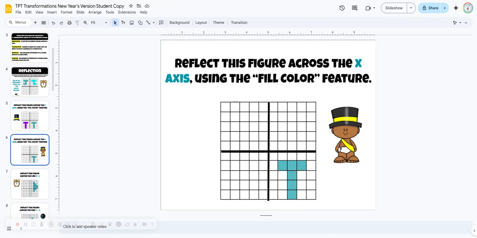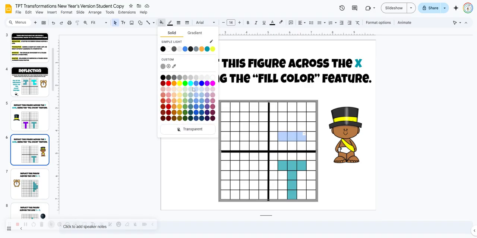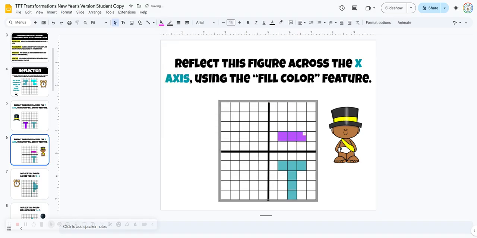The next slide has the same shape, but this time they're going to be reflecting across the x-axis. So it's going to be above, and again a mirror image.